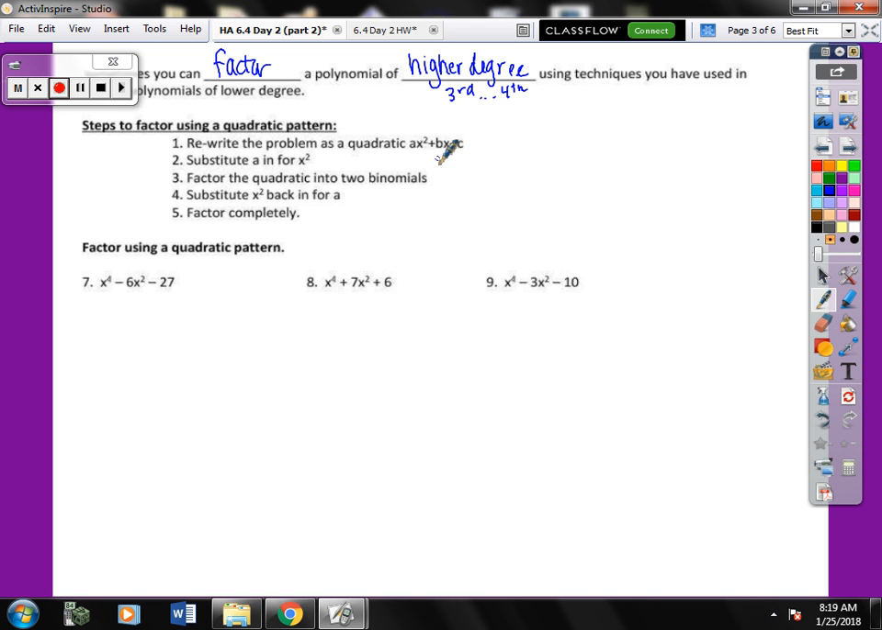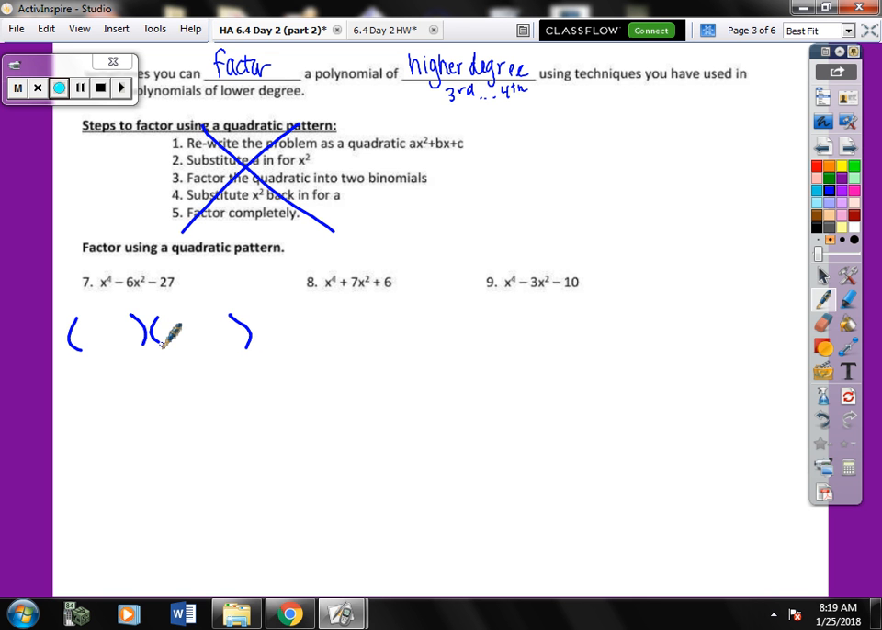Actually, I don't like these. I changed this last year. Just factor it using a quadratic pattern. So you do have to get it in standard form. That's still important. But when you go to factor this, I used to make you use a variable a and make it much more difficult. Last year I taught differently, worked out better.